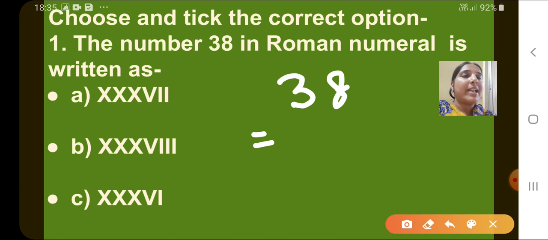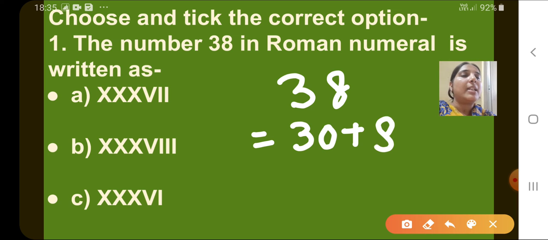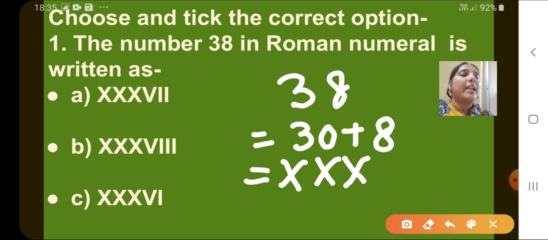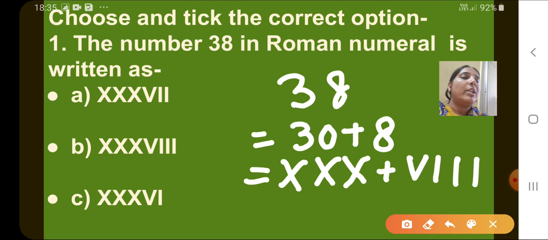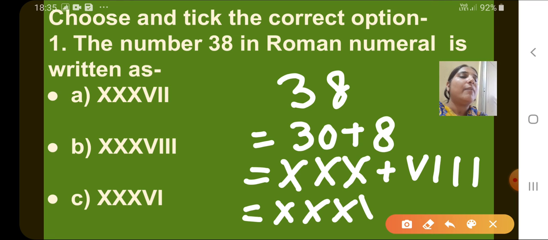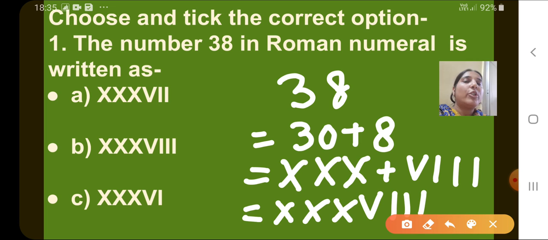First we can write the expanded form. So this we can write as 30 plus 8. Now how we'll write 30? Yes, 3 times we will write X, X, X. And how do we write 8? Yes, 5, 6, 7, 8. Now we'll write them together. So this will be XXXVIII. Okay. Now you tell me which is the correct option, A, B or C.